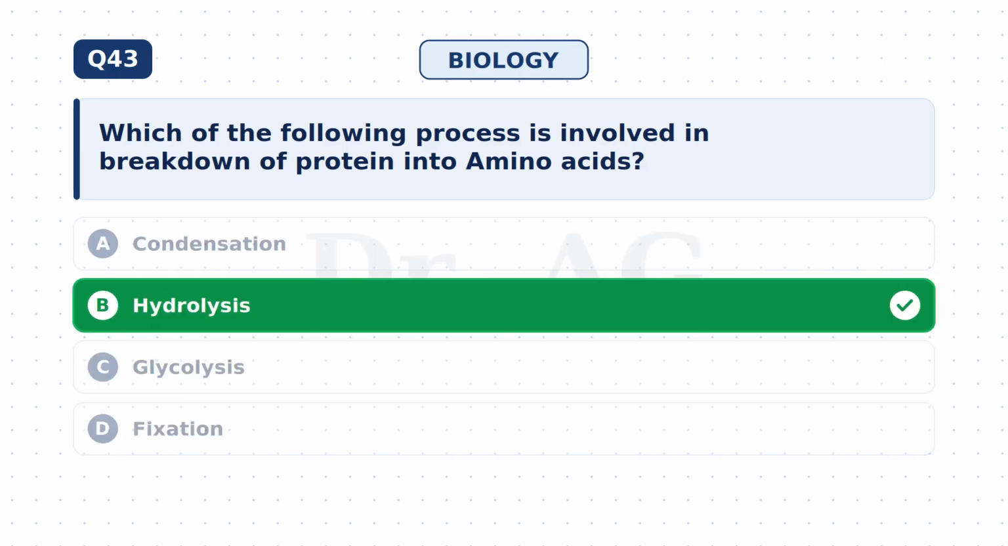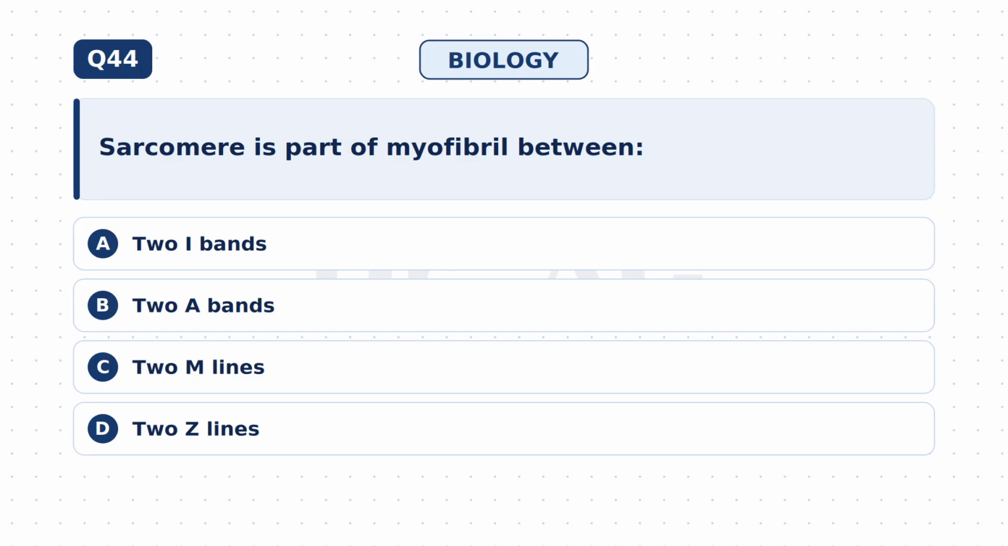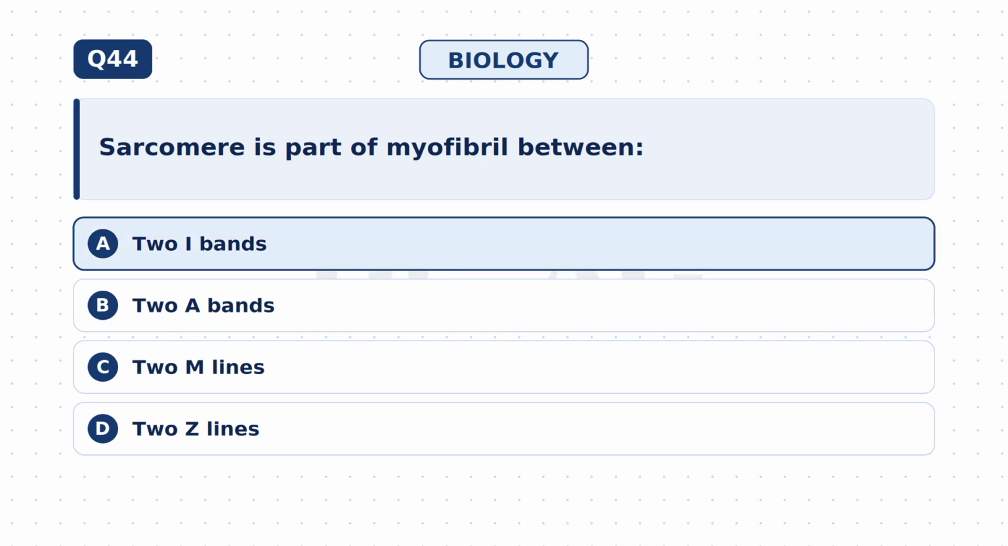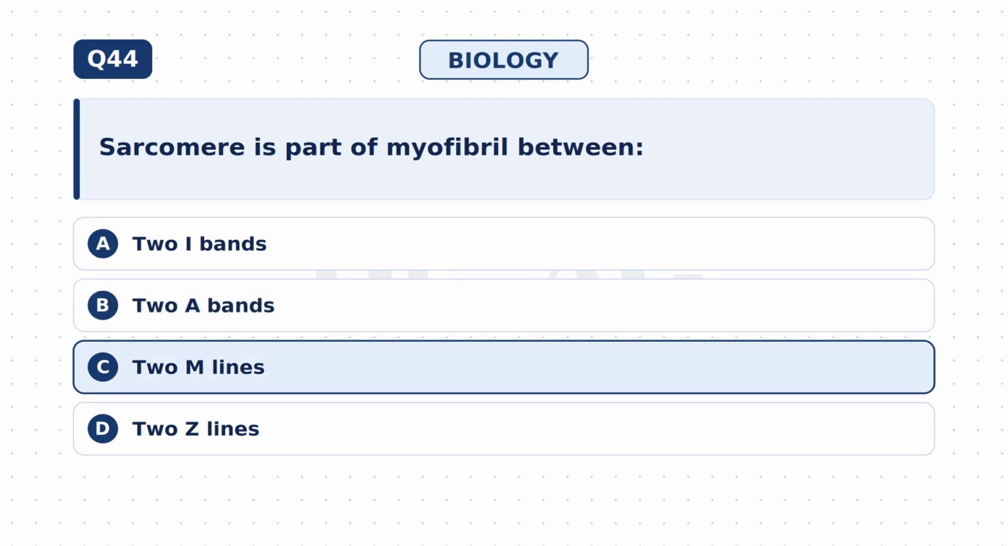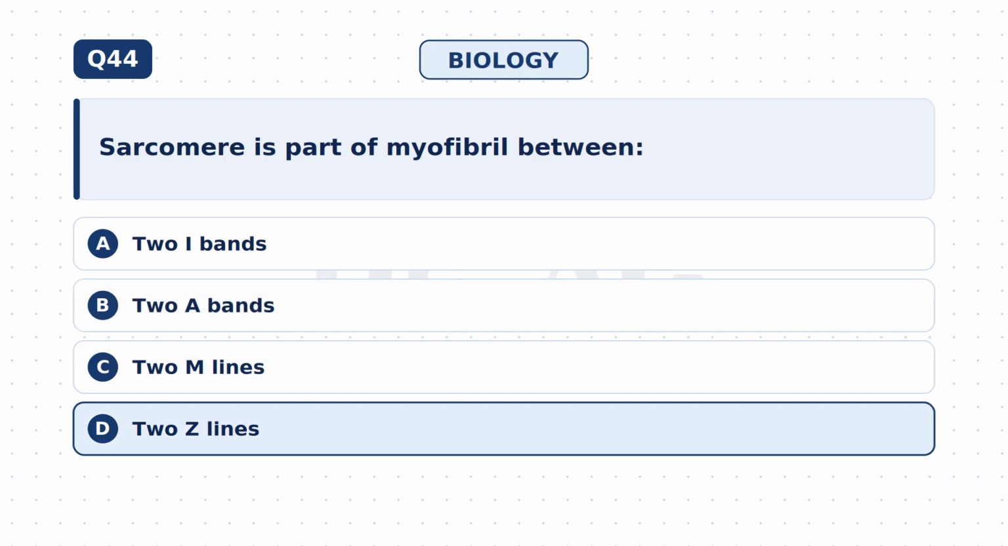The correct answer is B. Hydrolysis. Question 44. Sarcomere is part of myofibril between: Option A. Two I bands. Option B. Two A bands. Option C. Two M lines. Option D. Two Z lines.